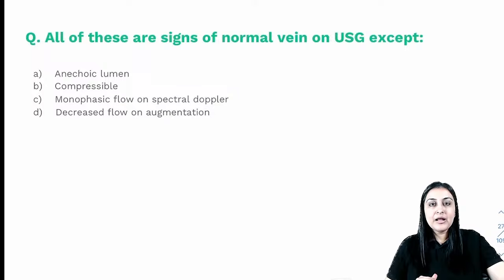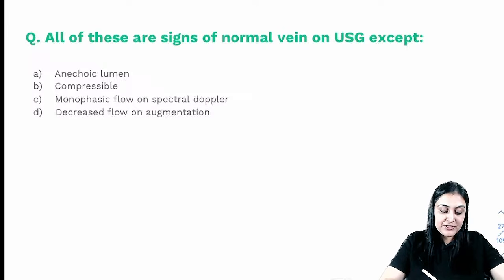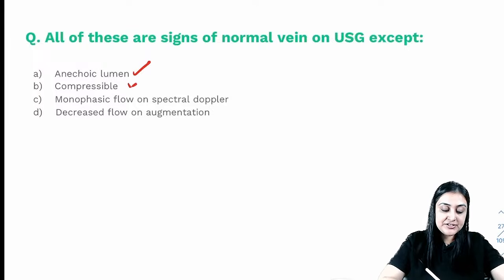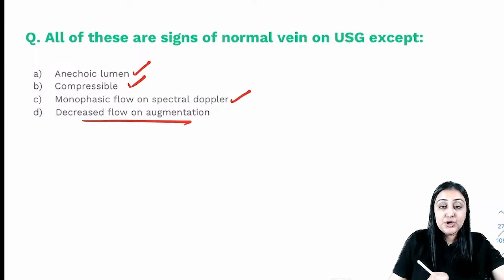Okay, all of the following are signs of normal vein on ultrasound, except, is normal vein anechoic? Yes, it is black, it is a blood vessel. So remember, blood vessel normal, anechoic. Is it going to be compressible? Yes. Does a normal vein have monophasic flow? Yes. Decreased flow and augmentation.